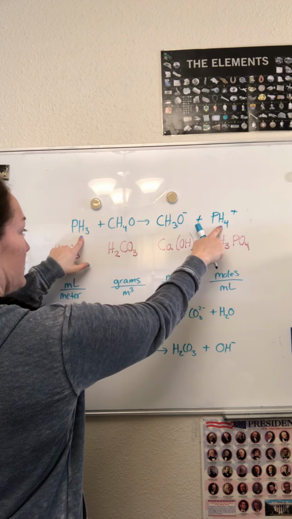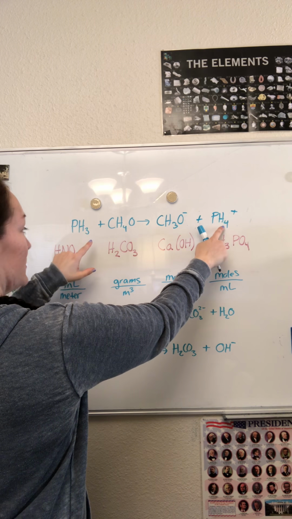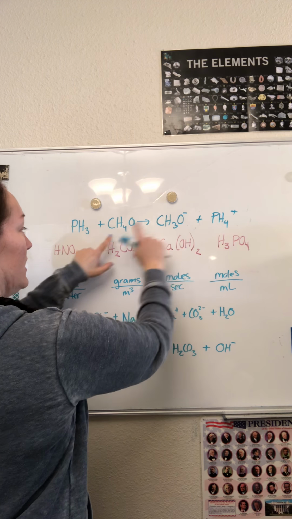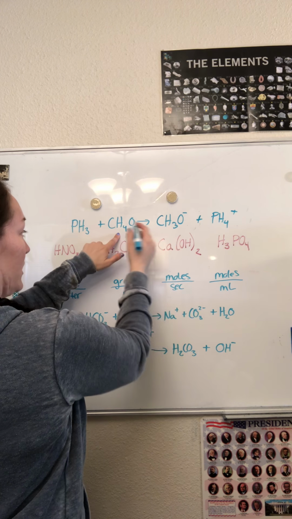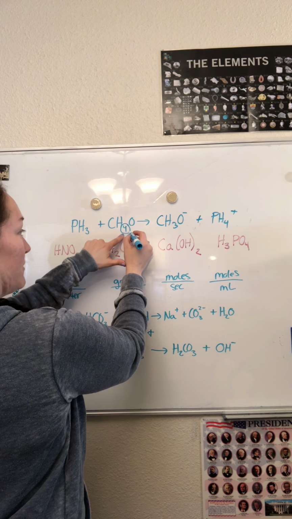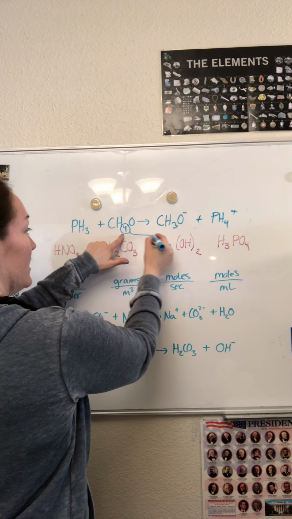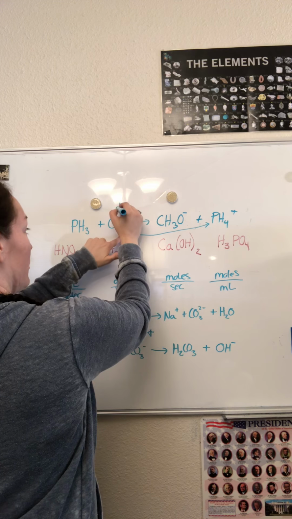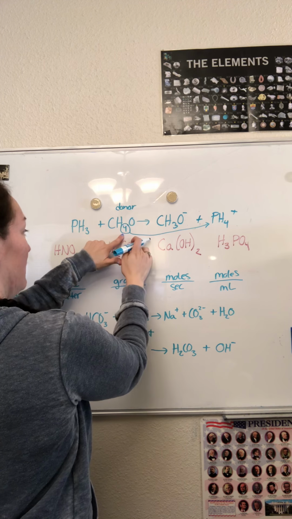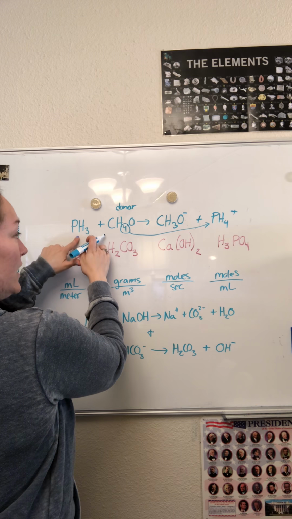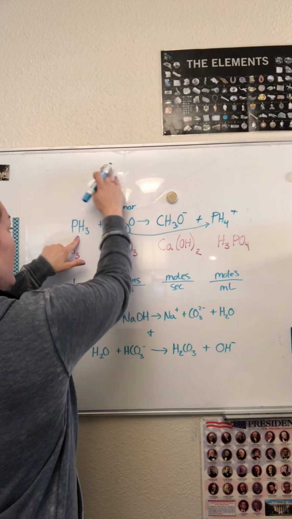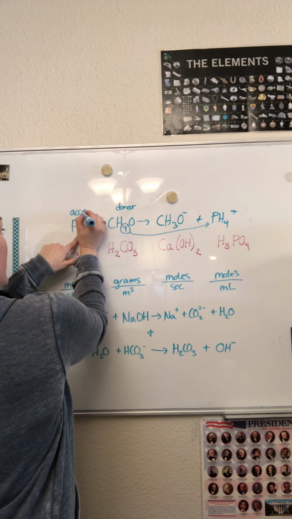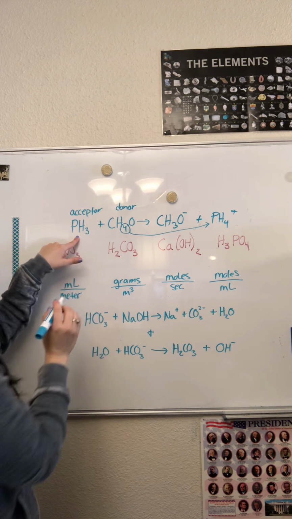Now I take a look between this one and this one, and this one and this one. I can see that this one went up 1 and this one went down 1. So I'm going to draw an arrow. This one is going to give its H to this one, so I'm going to note donor over the top. And then over here, this is the one that accepted it, so I'm going to put acceptor over the top.